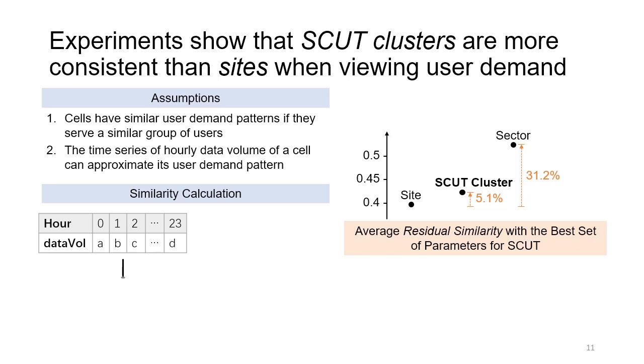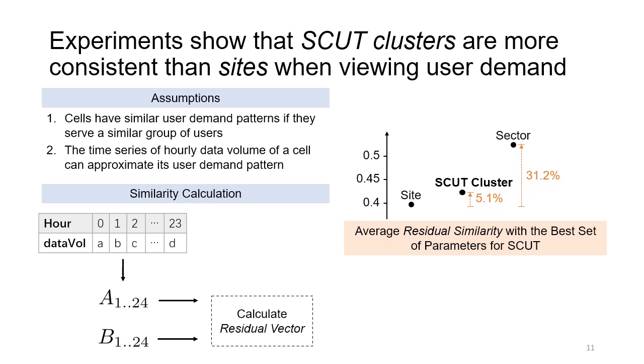We treat each time series as a 24-dimensional vector A. And here's the second vector B to compare with. Since everyone spends more time on their phone during the day and less at night, every cell's pattern kind of looks alike. So to remove this high similarity, we calculate the residual vector. We cover more on this in the paper, but I will skip it here due to time constraint. The residual vectors are then used to calculate cosine similarity.